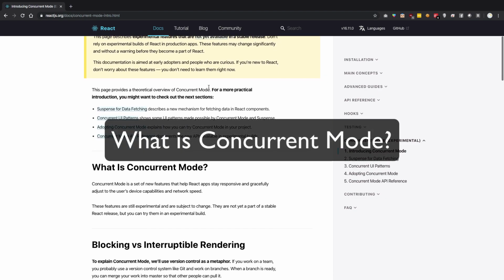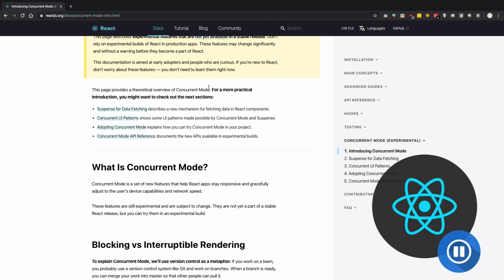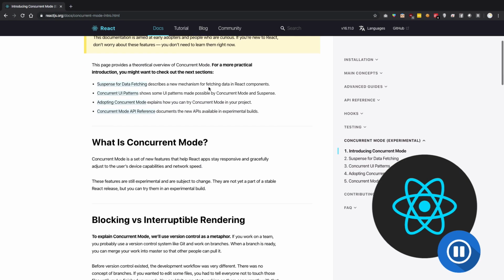So what the hell is concurrent mode and why should it bother you? Well, concurrent mode basically means that React's core library is now interruptible. By that, what I mean is that if there's something more important than what React is currently doing on the main thread, that could be interrupted.